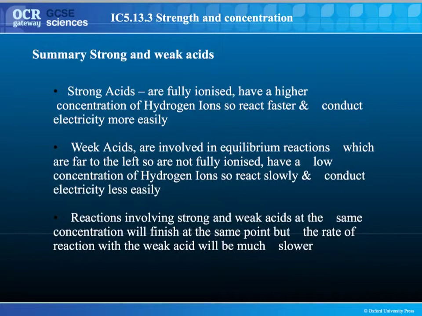So in summary, strong acids are fully ionized, with a high concentration of hydrogen ions, so they react faster and conduct electricity more easily. Weak acids are involved in equilibrium reactions which are far to the left, so they're not fully ionized, they have a low concentration of hydrogen ions, they react slowly and conduct less electricity. And reactions involving acids at the same concentration will finish at the same point, but the rate of reaction with the weak acid will be much slower because of the lower availability of the hydrogen ions. Sometimes these hydrogen ions are called protons. I probably should have said that earlier.